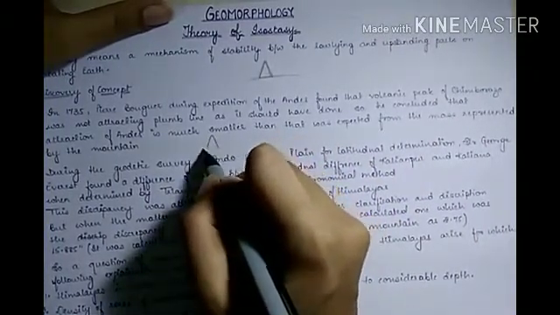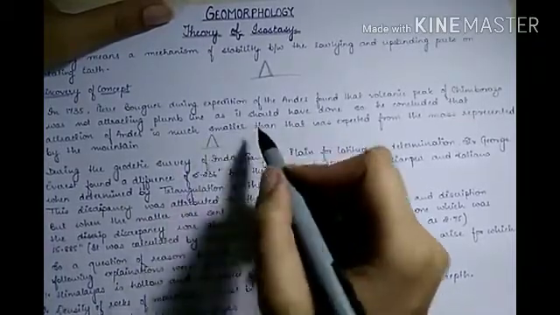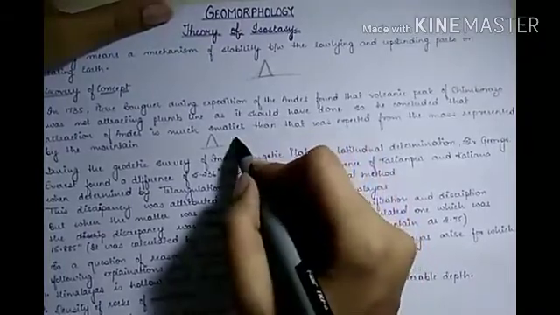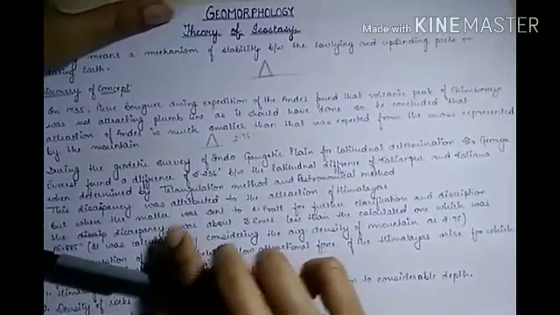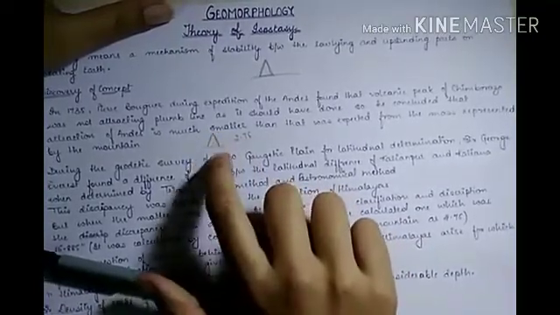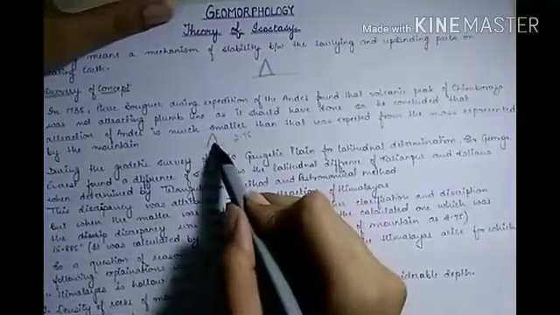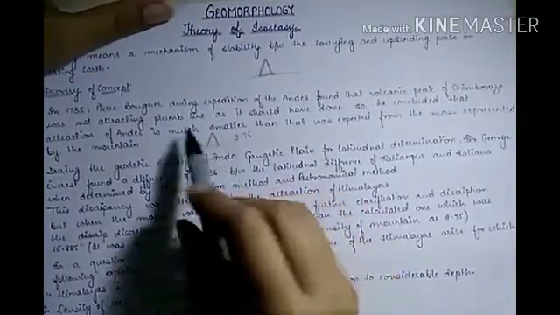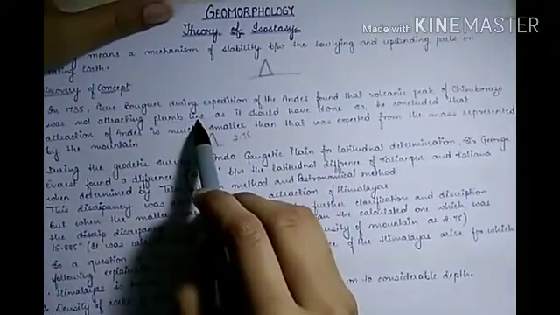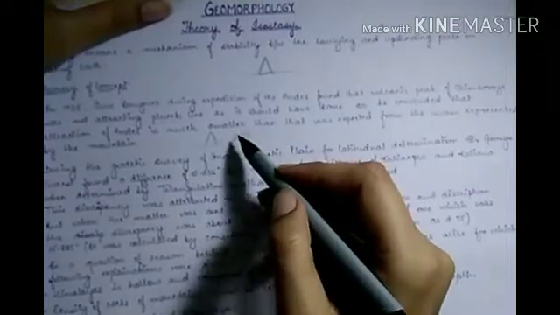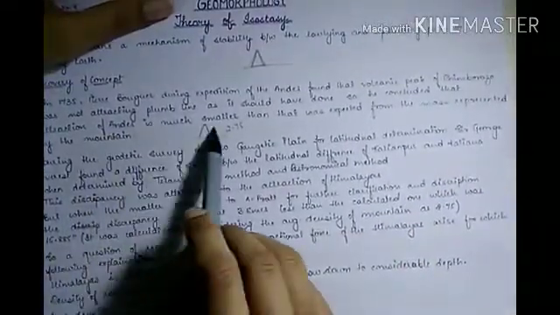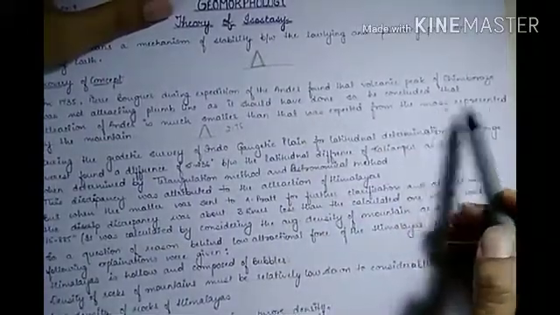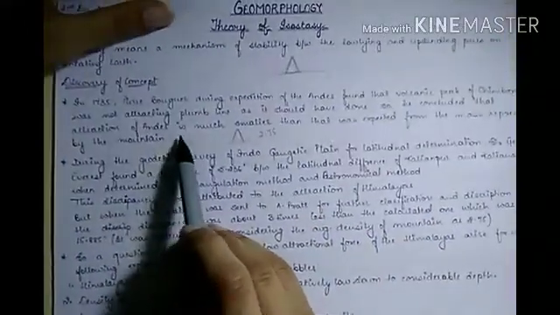They considered that the whole crust has a uniform density, about 2.75 gram per centimeter cube. With this density and this large mass having this much volume, the attraction force would be much higher and it should be able to attract a plumb line. But it was not able to attract, so Perrier concluded that the attraction of the Andes is much smaller than what was expected from the mass represented by a mountain.